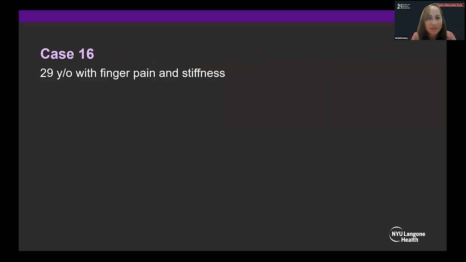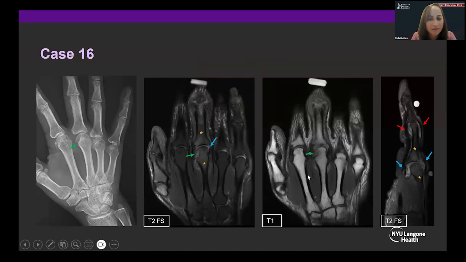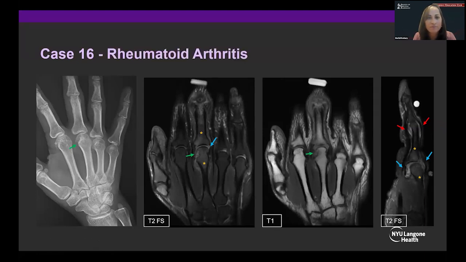So now we have a companion case. We have a 29-year-old with finger pain and stiffness. And here again on our X-ray, we can see cortical erosion. We can see bone marrow edema pattern in the base of the proximal phalanx and in the metacarpal head at the MCP joint. We can see synovitis. And then actually looking at our sagittal T2 fat sat image, we can see synovitis at the proximal interphalangeal joint as well. So this is a case of rheumatoid arthritis.